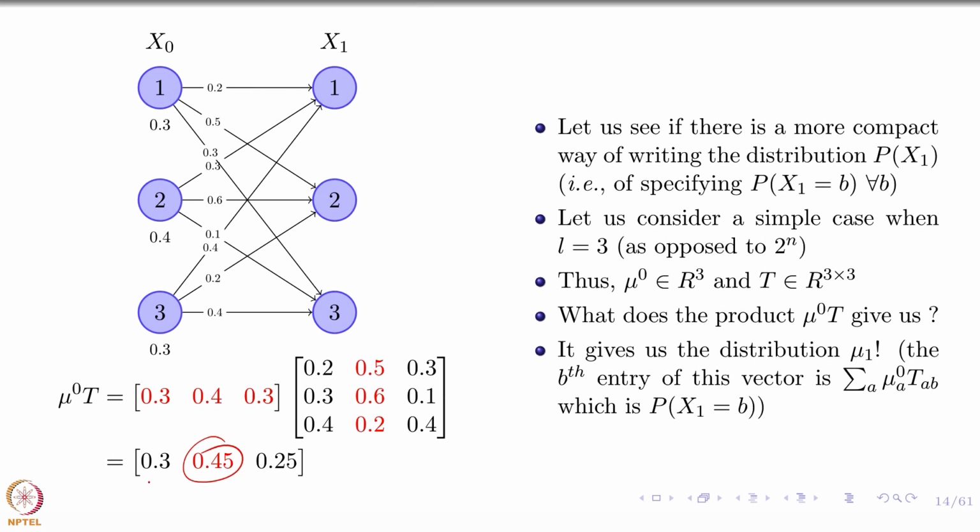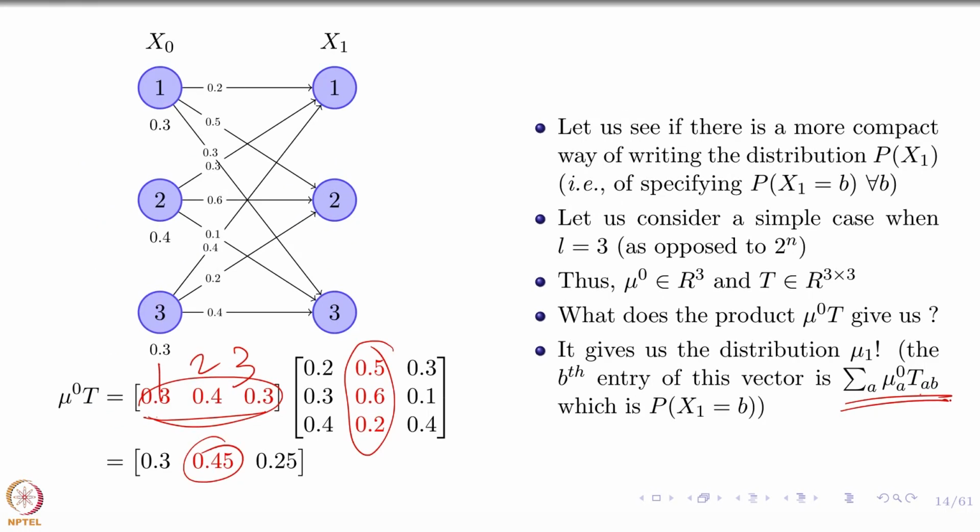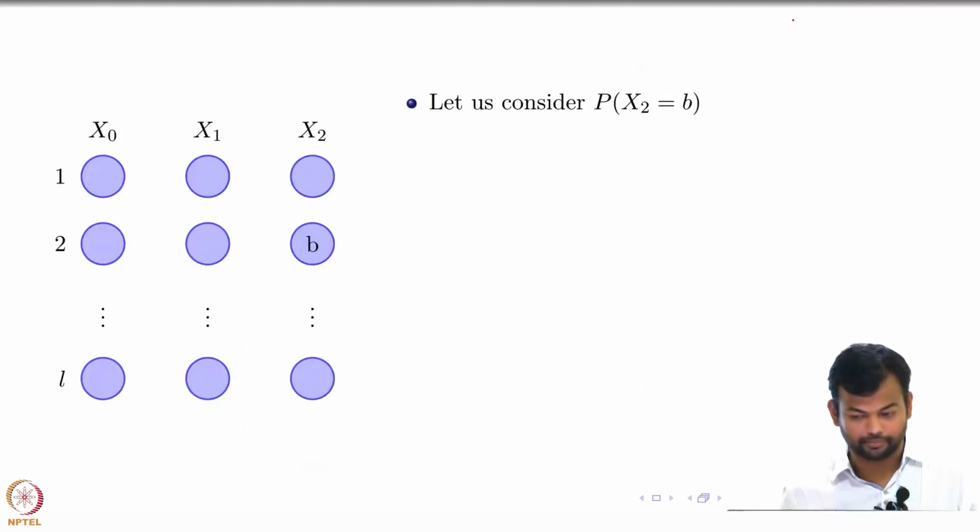Now if I look at the second entry of this vector, it's actually an element-wise sum of the multiplication of these two vectors, and that's exactly what I had here, right? Mu 0 of a, where a goes from 1, 2, 3, multiplied by T_1b, T_2b and T_3b, and that's exactly what the second entry of this vector captures, right? All of you get this? How many of you are clear with this? Okay, good. So we can write this compactly as mu1 is equal to mu 0 into T. And I'm sure all of you see where we are headed with this. Okay, but we'll still do it.